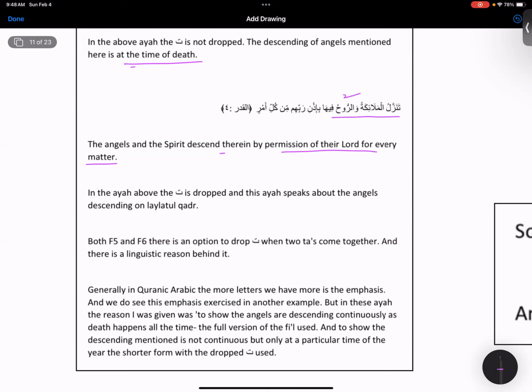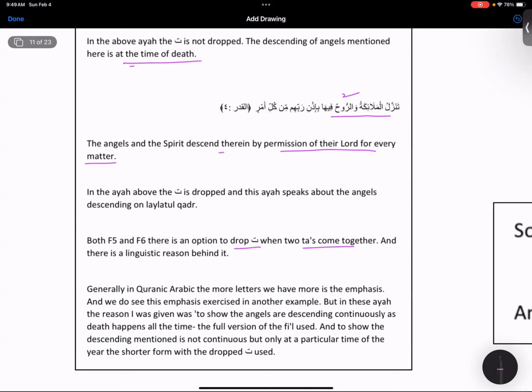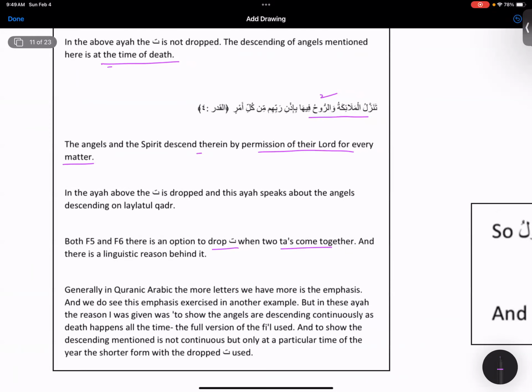So in the ayah above, the ta is dropped, right? It is not tatanazzalu. It's supposed to be tatanazzalu, but the ta is dropped over here. So what is the implication? In both family 5 and 6, there is an option to drop the ta when two tas come together, and there is a linguistic reason behind it. Generally, in Quranic Arabic, the more letters we have, the more is the emphasis.